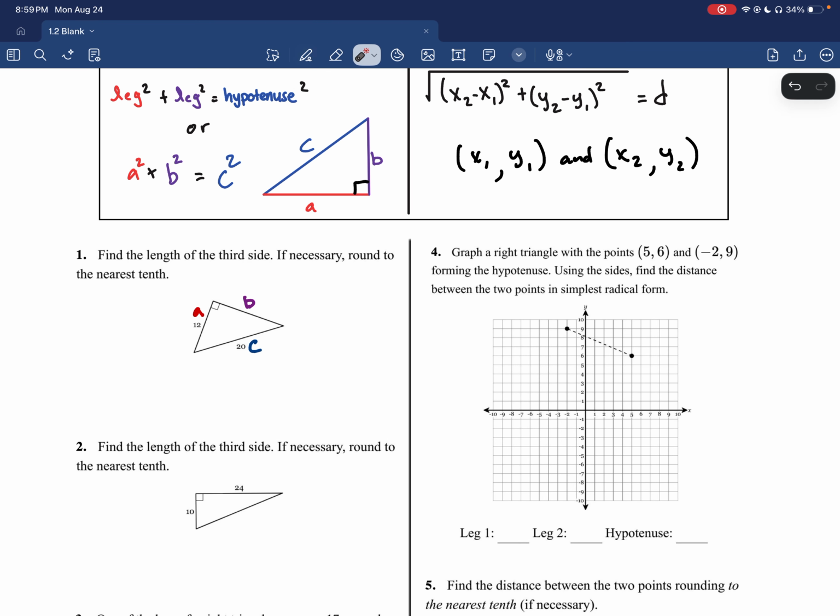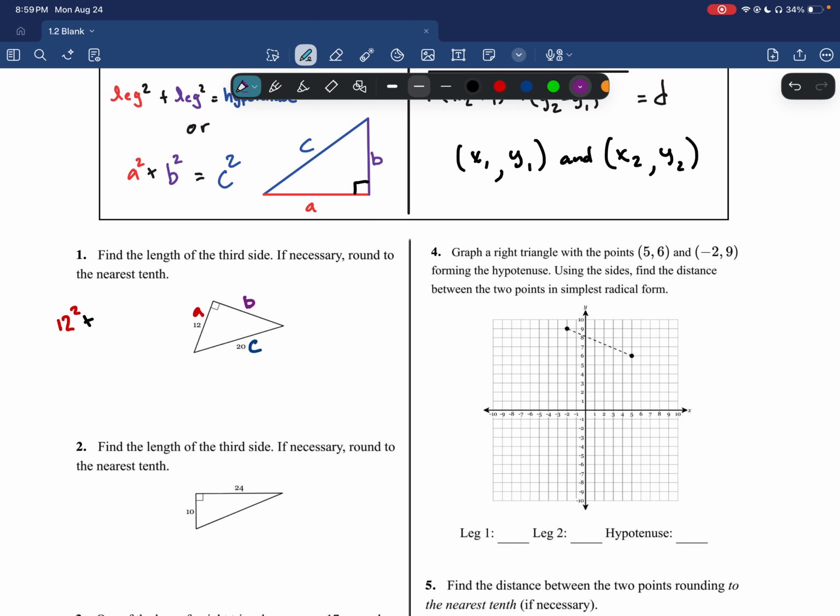My formula is A squared plus B squared equals C squared. So here we go. We got A squared, so in this case, 12 squared, plus B squared. I don't know what B is, so I'm just going to keep it as B squared, because I don't know what that is, and that's equal to C squared. Well, C in this case is 20, so 20 squared.